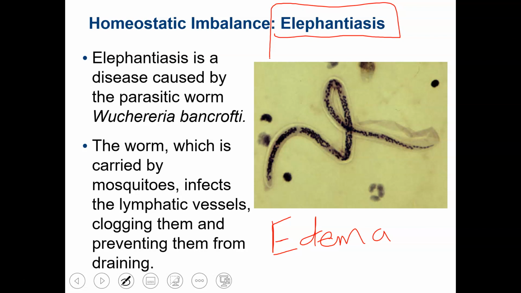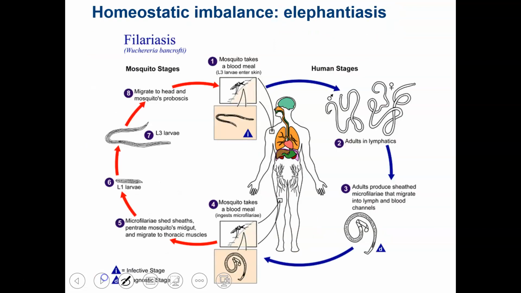And typically it's caused by a little parasitic worm. This guy is Wuchereria bancrofti. It's a worm, it's carried by mosquitoes, and it will infect the lymphatic vessels and eventually accumulate in a large enough number to block them. When that happens, they can't drain, and the fluid accumulates in the interstitial space. It's so much fluid that the tissues are going to attempt to compensate for that fluid bulk.